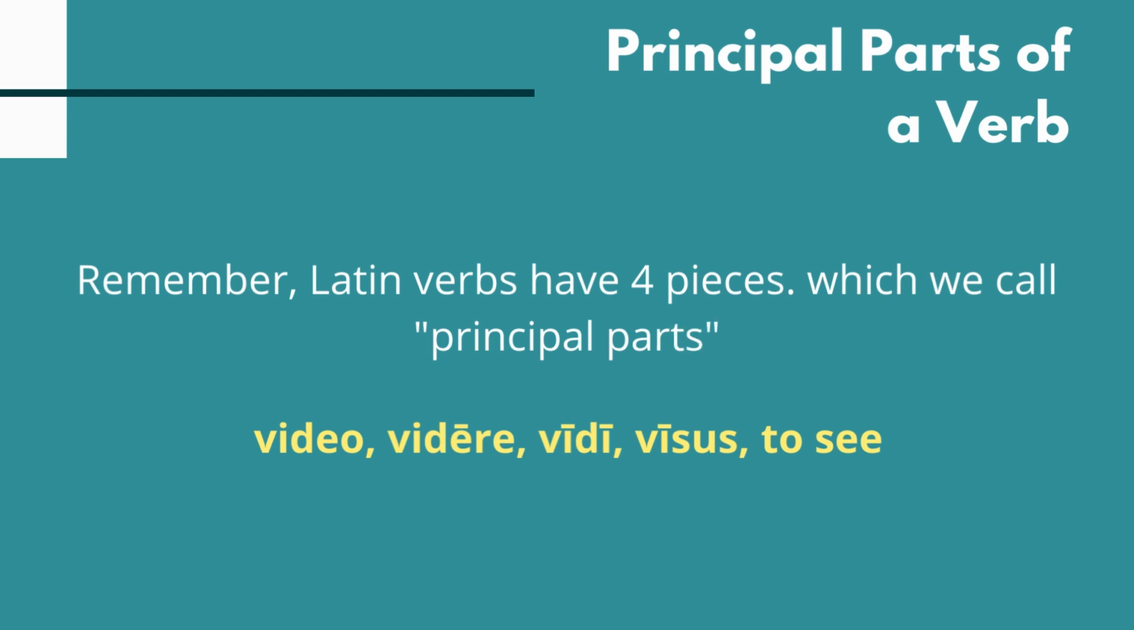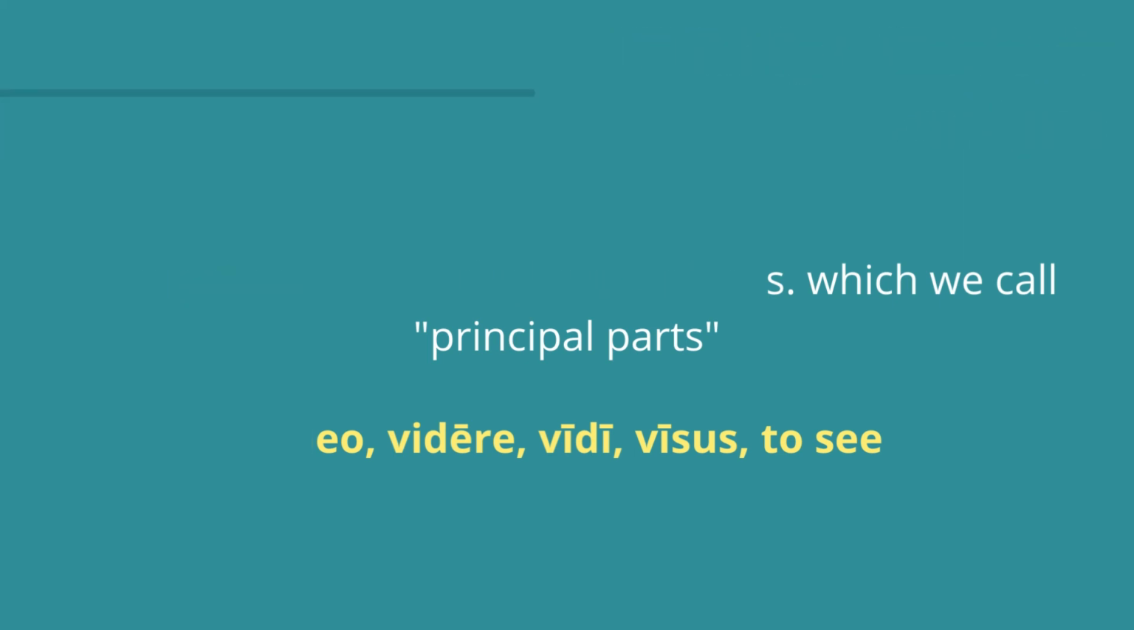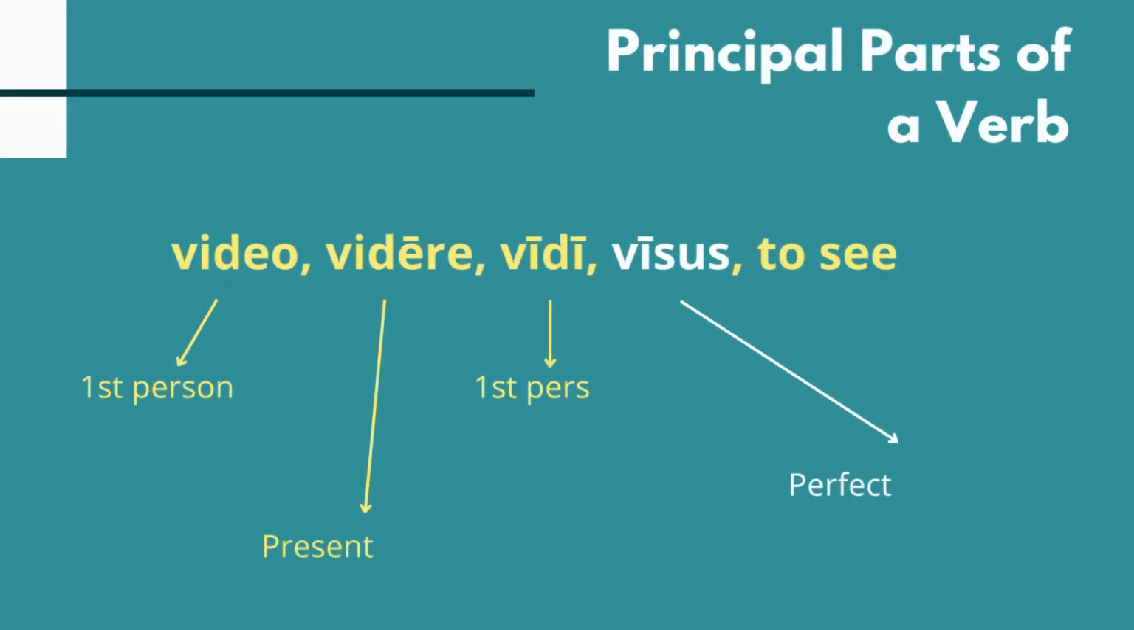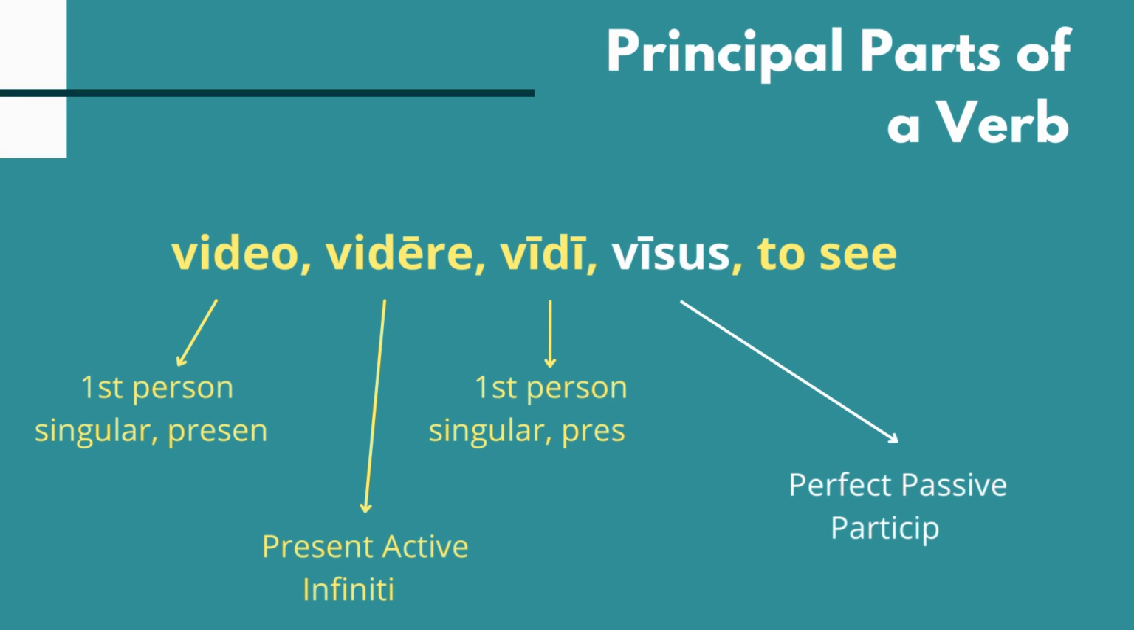The four parts are things that we've seen a lot, right? In the first 33 chapters of Ecce, we've been seeing this a lot. The one we haven't really spoken about that much is the fourth principal part. But if you break these down, we know that the first part, video, means I see. It's the first person singular in the present tense.